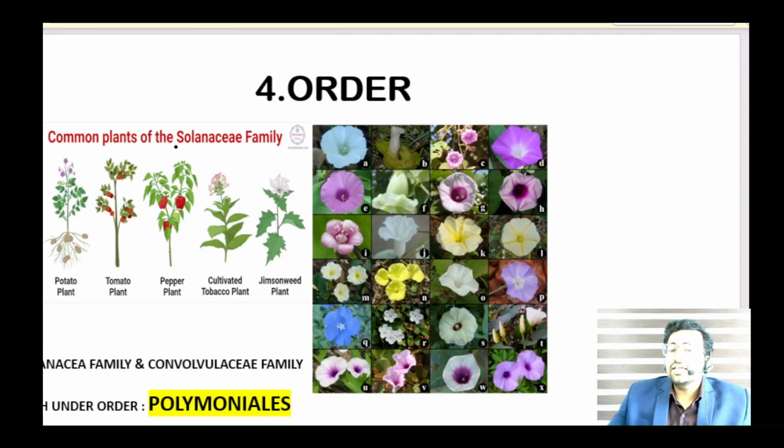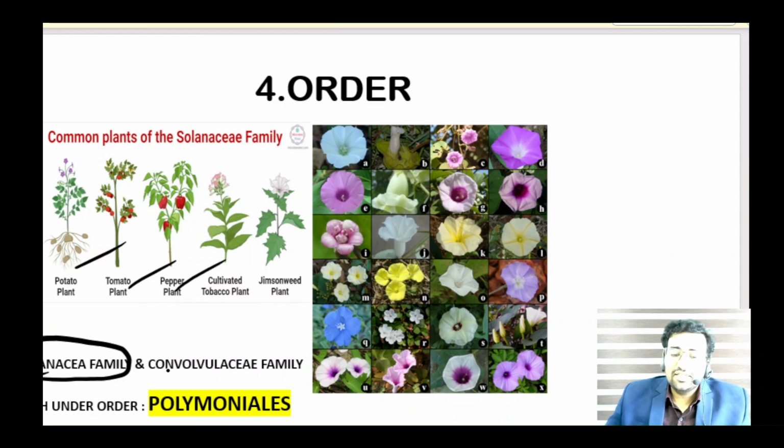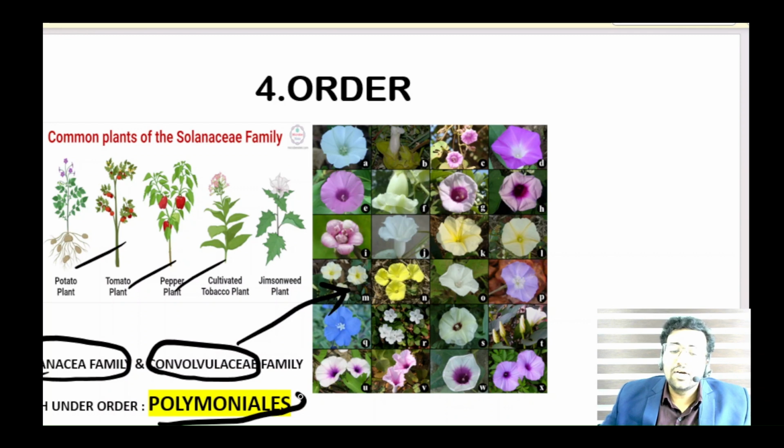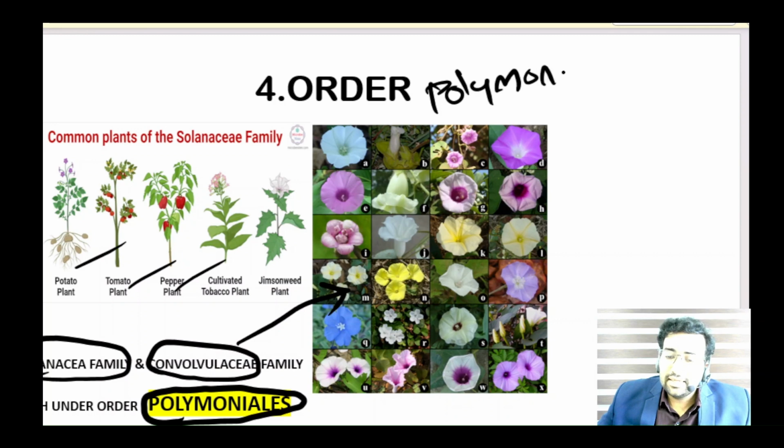Okay. Now, if you look at the plant kingdom, the Solanaceae family, already we discussed the Solanaceae family. You know, this kind of potato, tomato, pepper and everything. And another family is there, the Convolvulaceae family, that we have not mentioned. This kind of flowering plants are called the Convolvulaceae family. These are two families. The Solanaceae family and the Convolvulaceae family belong to the same order known as Polemoniales. Polemoniales order includes the Convolvulaceae family and the Solanaceae family. That's the importance of an order.